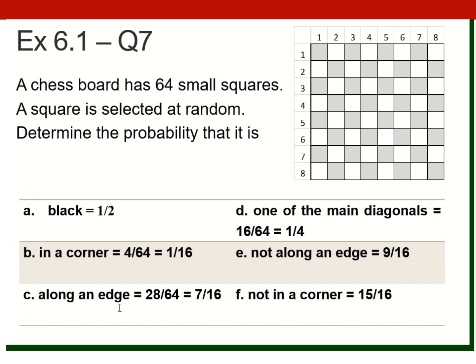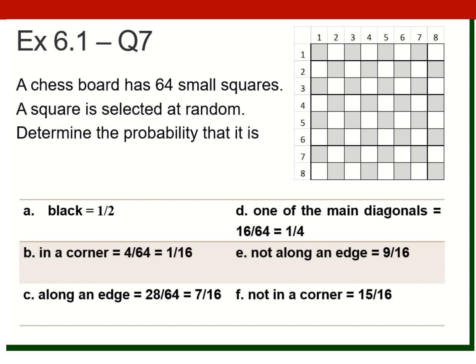Along an edge, what is edge? All around here. So you calculate, but make sure you don't double count. Here you have 8, then 9, 10, 11, and so on up to 28. I counted this already, so 28 stops here. So you count everything all around, it will be 28 out of 64, which is 7 out of 16.